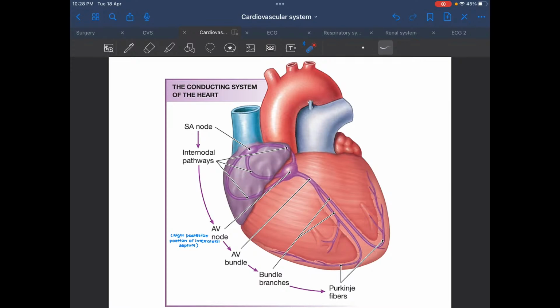AV node, it basically lies at where? It basically lies at the interatrial septum, close to the tricuspid valve. So it's on the right side again. Okay? So it lies in the interatrial septum, close to your tricuspid valve. Okay? So this is the SA node, this is the AV node.